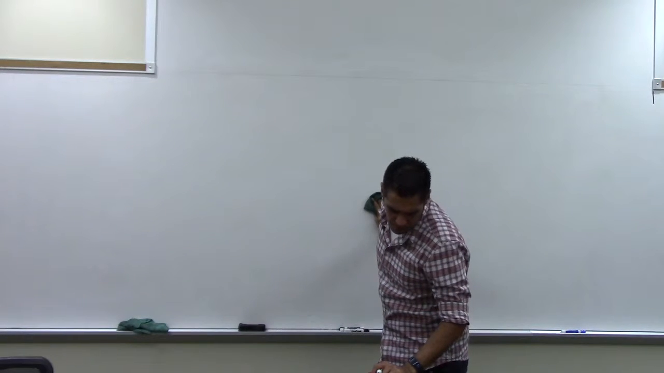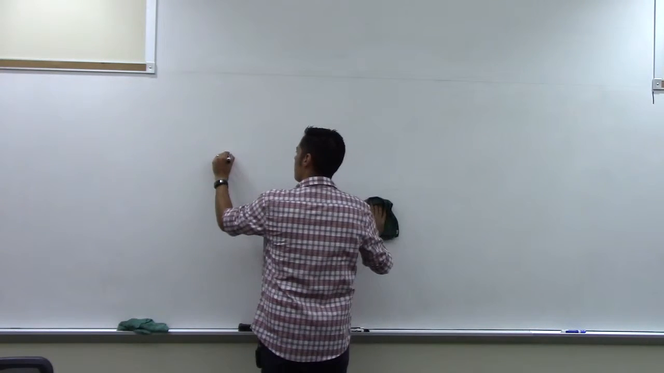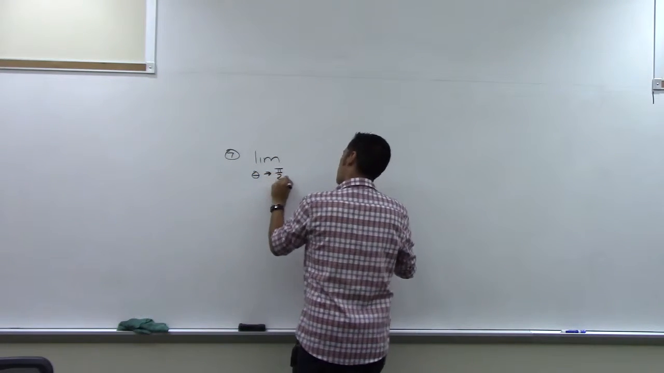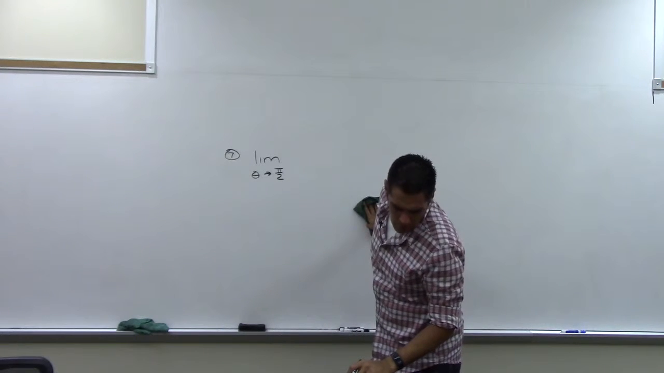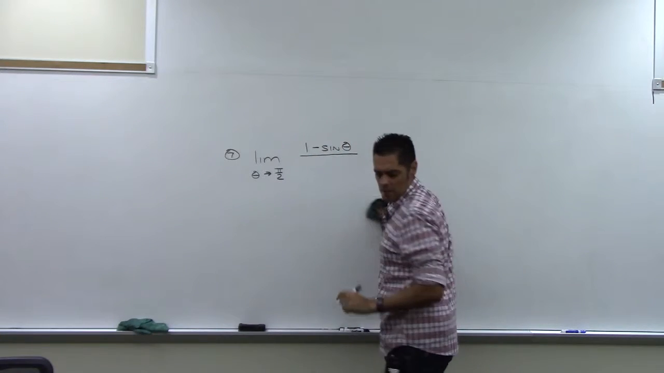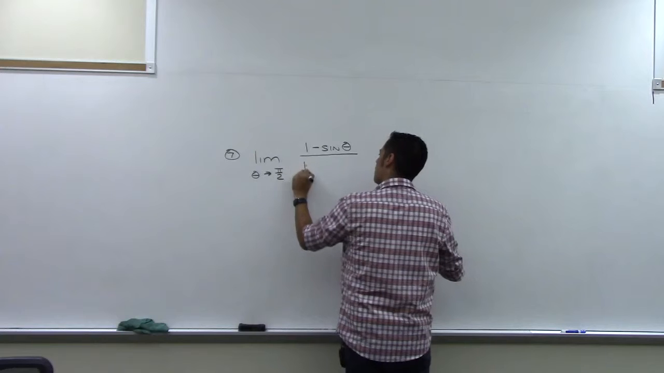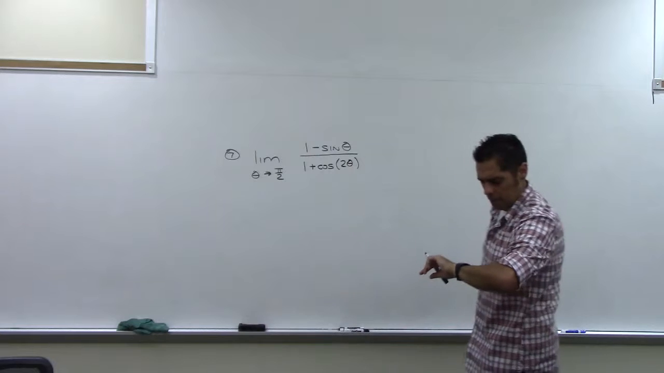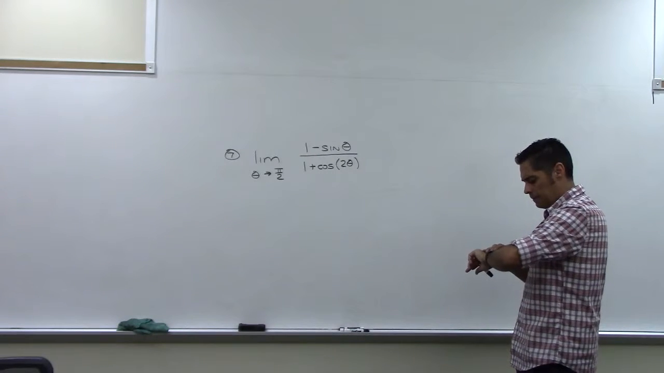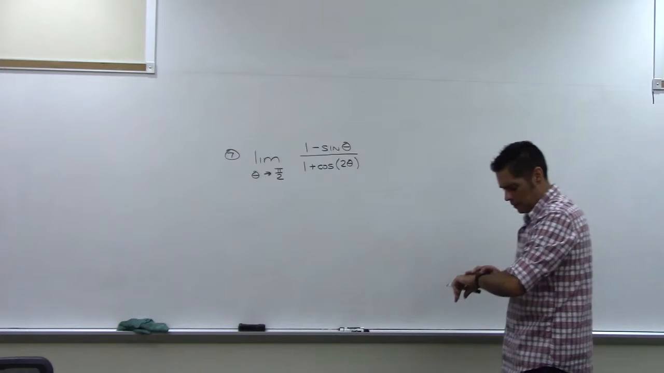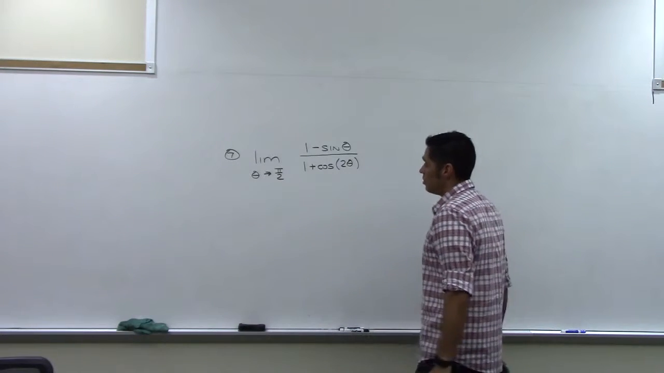Number 7. Theta goes to pi over 2. One minus sine theta over 1 plus cosine 2 theta. Just check to see what this was here. Okay. All right, so let's just check it.